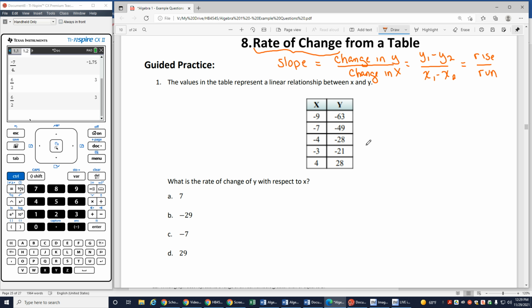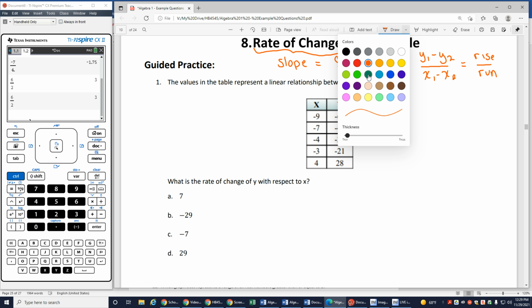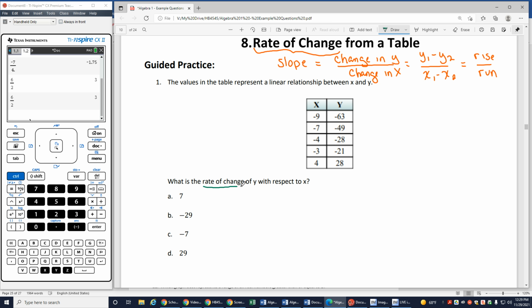But in this video, we're going to be looking at a table of values and finding out what is the rate of change of y with respect to x. Okay, so again, it's asking me for rate of change, which is just a fancy way of saying what is the slope of this data. If I were to graph these points and you looked at the line, what would be its slope? Okay, so what we're going to do is we're just going to pick 2 points. You can pick any 2 points on the table you want. I'm just going to go with these first two.